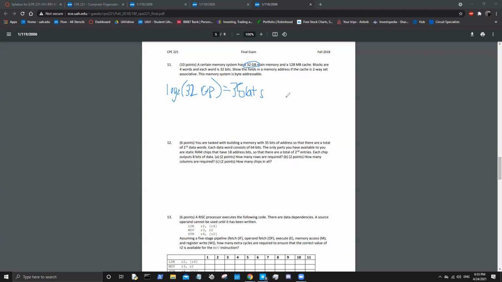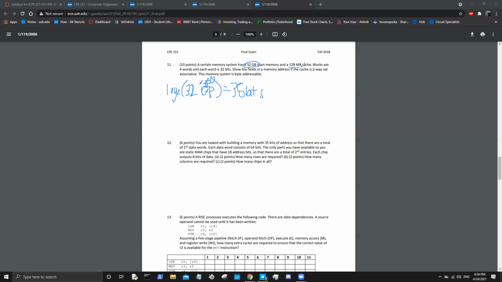Gigabyte is represented by 2 to the 30th. So in powers of 2, the gigabyte symbol is 2 to the 30th. So for this, we do 32 times 2 to the 30th. So log 2 of 32 times 2 to the 30th is equal to 35 bits. So this is the total address size, which is what we use at the end in order to calculate the tag. So now that we've done that, let's move on.